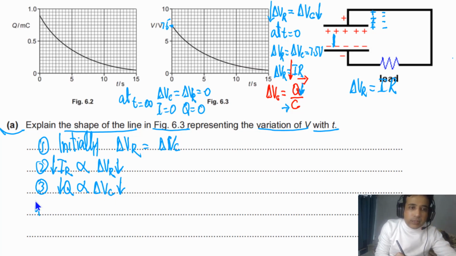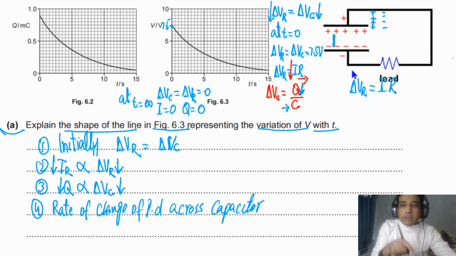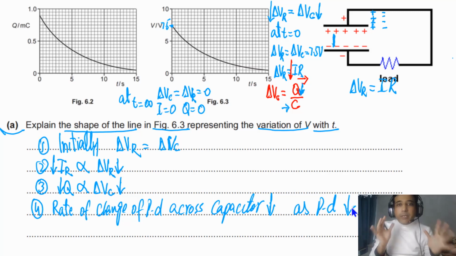So finally, we can say that in this case, the rate of change of PD across the capacitor is decreasing, because PD across the capacitor is decreasing. So we can say the rate of change of PD across the capacitor decreases as PD is decreasing. So if you write down these points, you will get 3 marks for this question. So you have to be very clear about the concept. In this case, we have discussed some very important points.